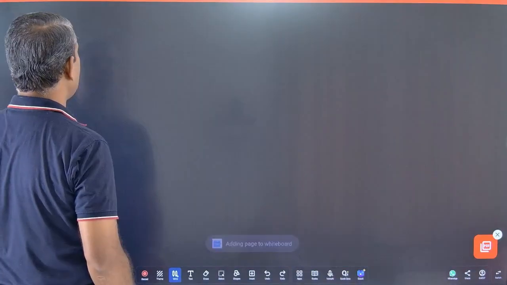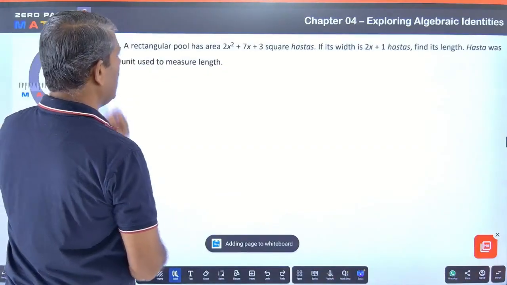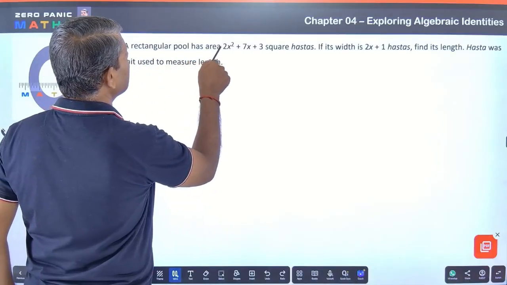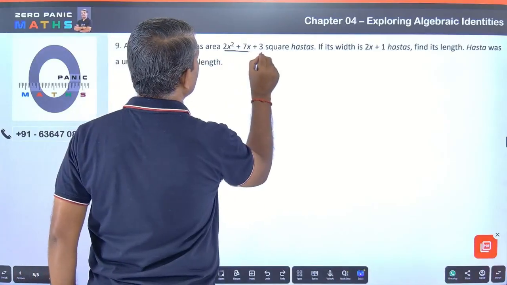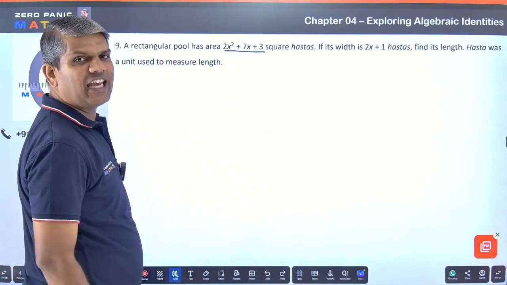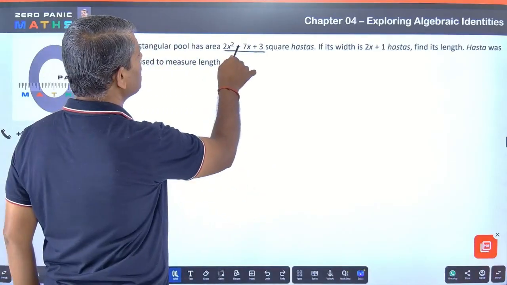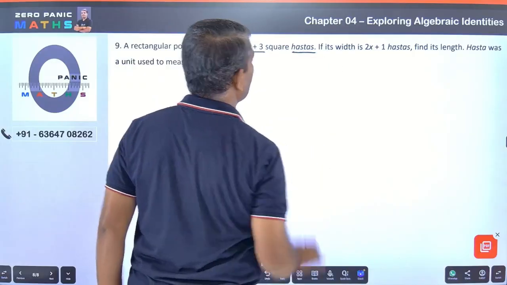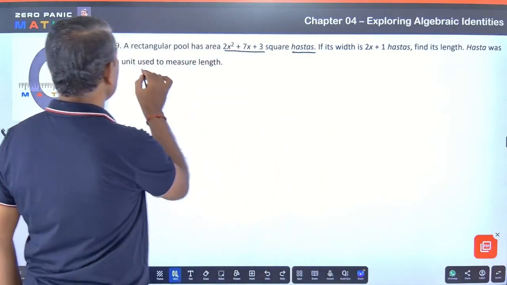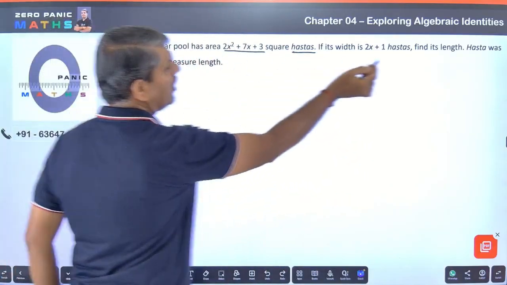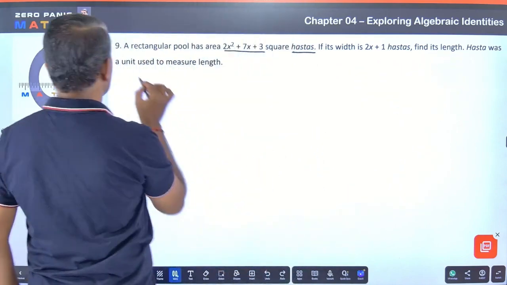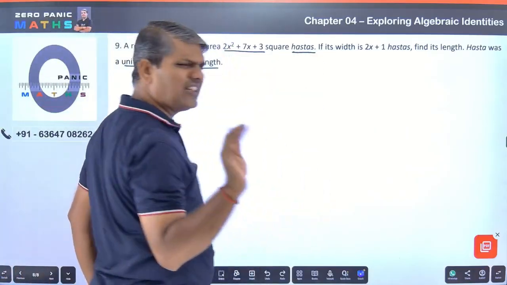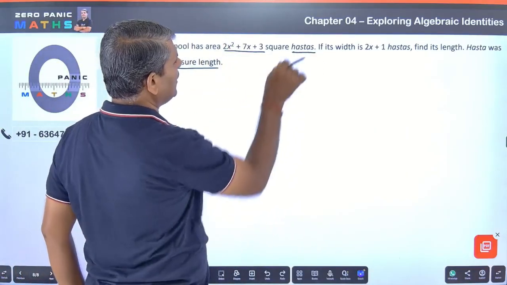Let us quickly move to the next problem. Now the next problem is: a rectangular pool has an area. Again, an algebraic expression representing an area is given here: 2x square plus 7x plus 3 square hastas. Hasta is one of the units of measurement. It was a unit used to measure length. You don't get any details about this.